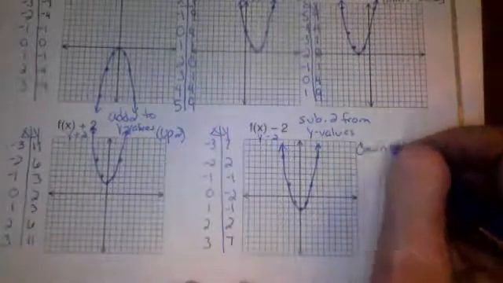All right, so this graph, if this one went up 2, this one should be going down 2, but let's go ahead and plot. We're going to have negative 3, 7, negative 2, 2, negative 1, negative 1, 0, negative 2, 1, negative 1, 2, 2, and 3, 7. So it did take the original graph and shift it down 2.